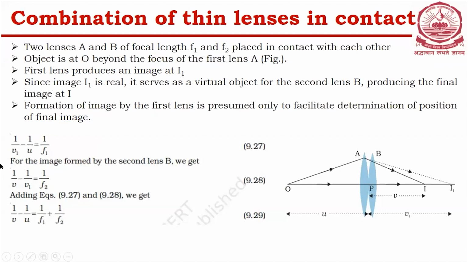Before that, we have to go for the combination of thin lenses in contact. Suppose you have many lenses in contact, so 2 lenses instead of 1 lens. Even if you just take your mobile camera and look at the camera lenses, it is not a single lens. It consists of several lenses.